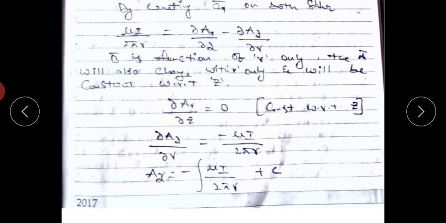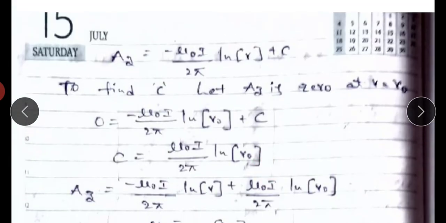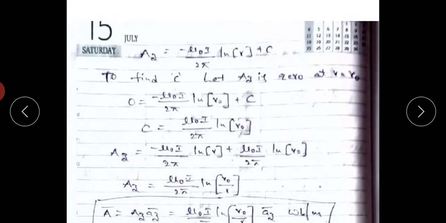So the expression becomes dou AZ by dou R equals minus mu I by 2 pi R, or AZ equals minus integral mu I by 2 pi R plus C, or AZ equals minus mu naught into I by 2 pi, so integral 1 by R equals ln of R plus C. To find constant C, let AZ equals 0 at R equals R naught. Substituting R equals R naught, we get C equals mu naught into I by 2 pi ln R naught. Now by substituting this constant C in the AZ expression, we get AZ equals minus mu naught into I by 2 pi ln R plus mu naught into I by 2 pi ln R naught.